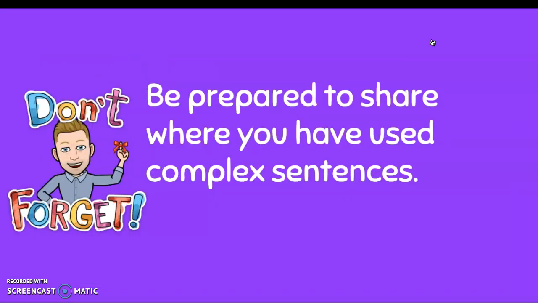Alright guys, be prepared to share where you have used complex sentences. You need to be able to identify the main clause and the subordinate clause.